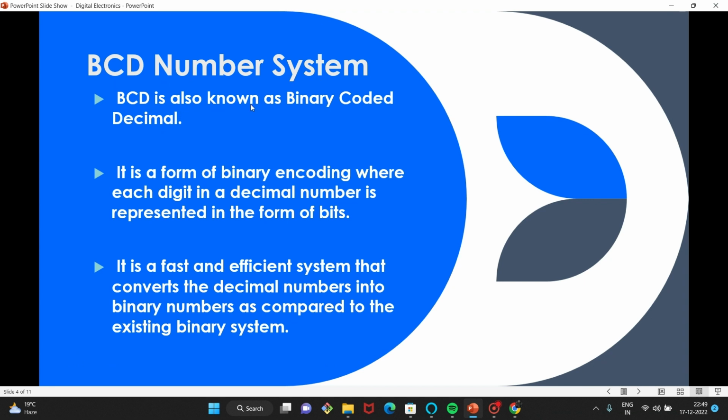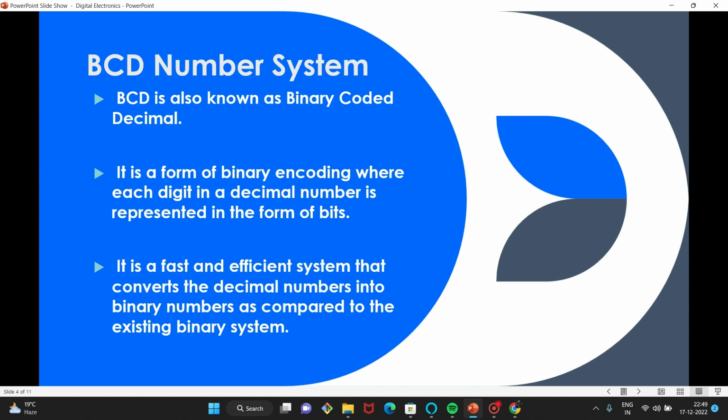BCD is also known as binary coded decimal. It is a form of binary encoding where each digit in a decimal system is represented in the form of bits. It is a very fast and efficient system that converts the decimal system into the binary system as compared to the existing binary number. It is commonly used for displaying alphanumerics.